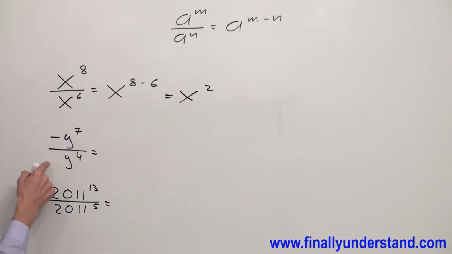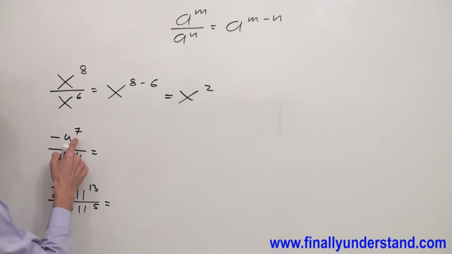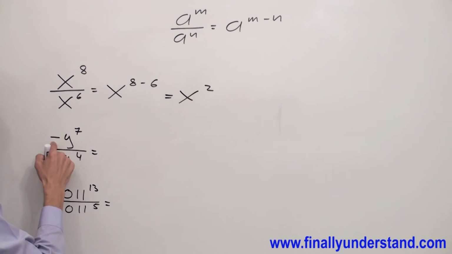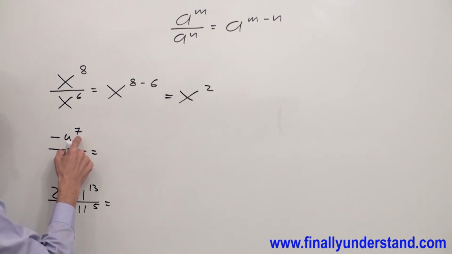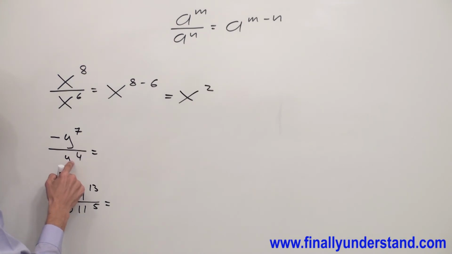Now let's take a look at this example. The base for 7 is y. Don't confuse it with negative y, because we have no parentheses. That's why y is the base to 7, and the base to 4 is y also.